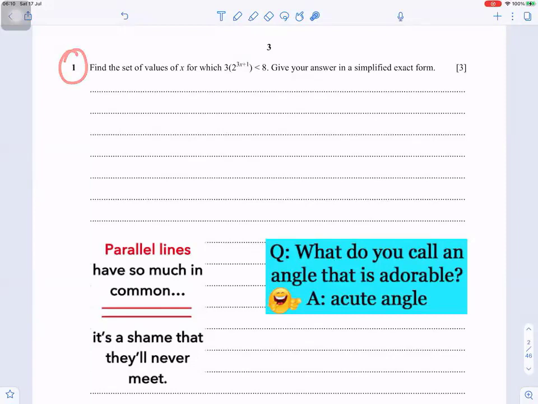Question number 1. Find the set of values of x for which 3 times 2 to the power 3x plus 1 is less than 8. Give your answer in a simplified exact form.